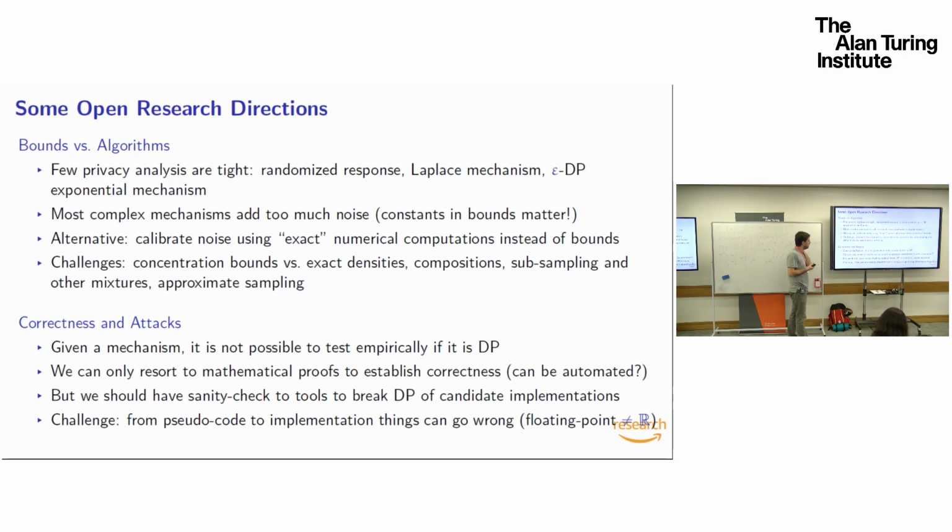Another line of work that I think is open is the issue of the correctness of implementations of differential privacy and attacks to test this. I made the remark at the beginning that because this definition has a couple of for-alls, it's not possible to test empirically if something is DP or not. Or at least nobody knows how to do it, to the best of my knowledge. So we have to resort to mathematical proofs, and maybe this can be automated.